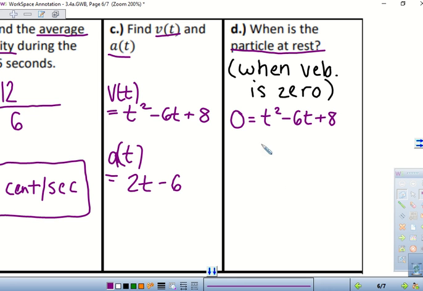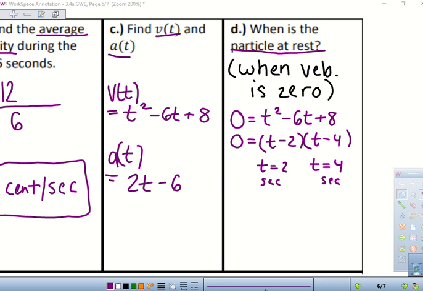So how could we solve for time in this particular scenario? You've got to factor it, right? Put the 8 to the other side. No, we can't do it like that because it's a trinomial. So we're looking for factors of 8 that add up to negative 6, so negative 4 and negative 2. So that's going to be at 2 and at 4. So there are 2 instances where our particle is at rest, and these are both in seconds.